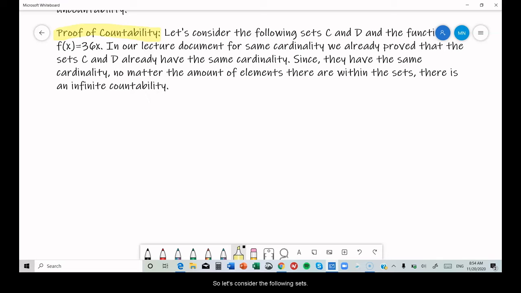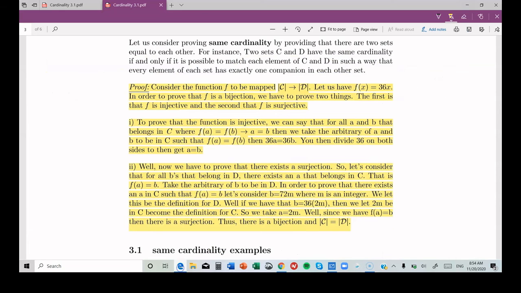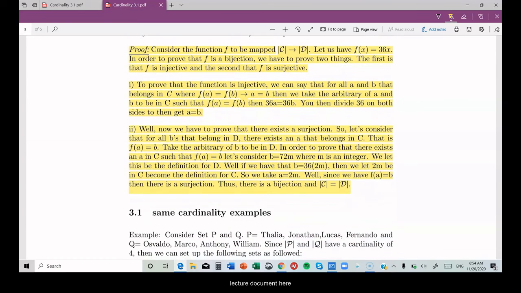So let's consider the following sets, C and D, and as well the function defined as f of x equals 36x. Well, in our lecture document here, we proved that these two sets map onto each other with the definition of the function by first proving that it is injective, or one-to-one, and surjective, onto.